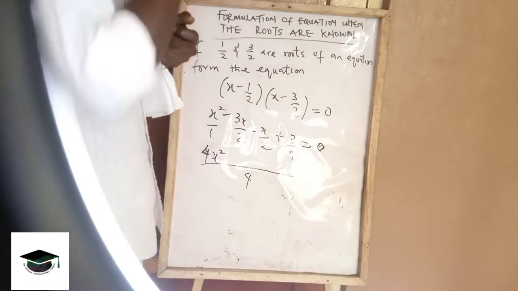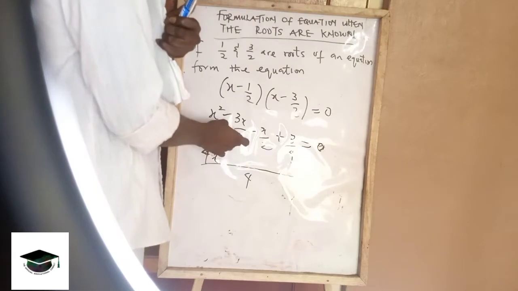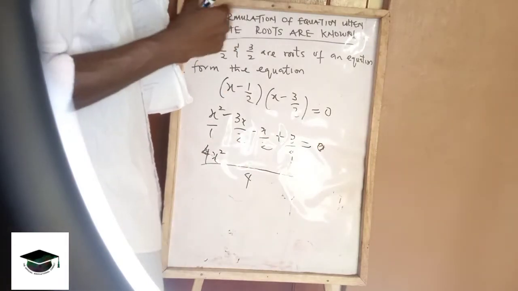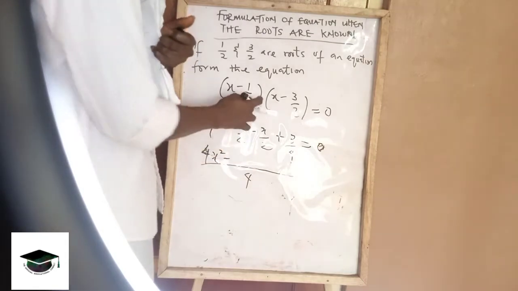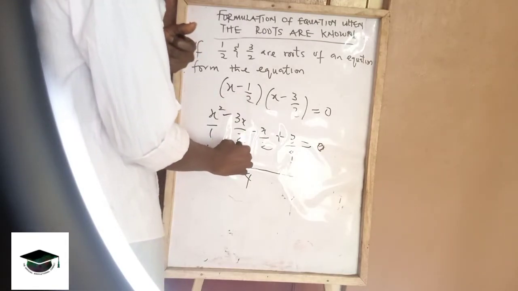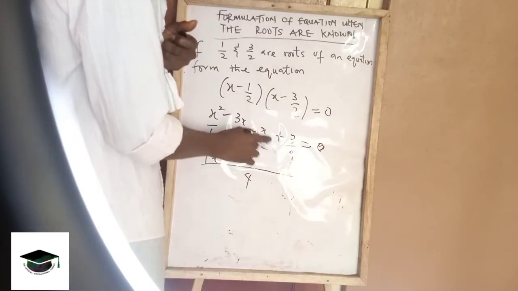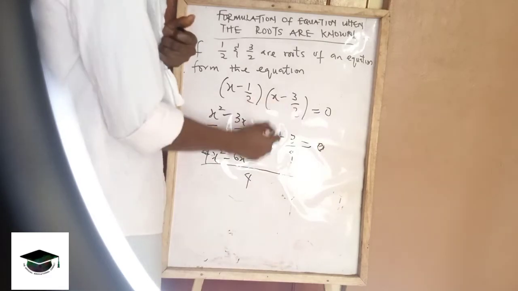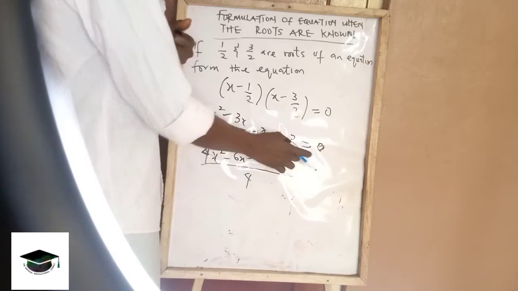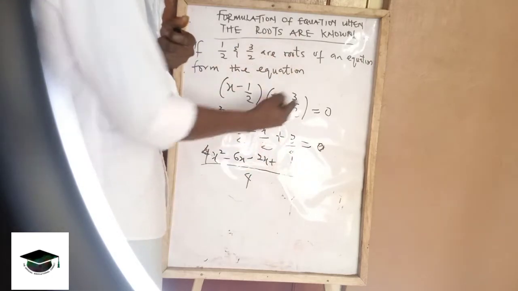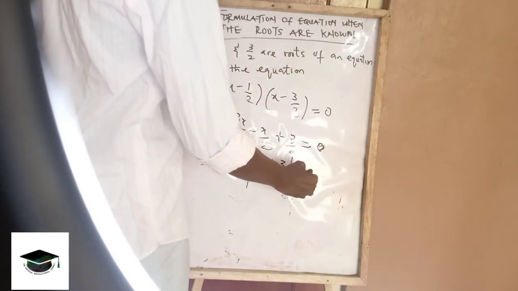4x squared. 4 divided by 2 will give you what? That's 2. Sorry, this minus here. 4 divided by 2 is 2. 2 times 3x, that's 6x. Minus 4 divided by 2 again, 2 times x, 2x. Then plus 4 divided by 4, that's 1. 1 times 3, 3. Equals to 0.